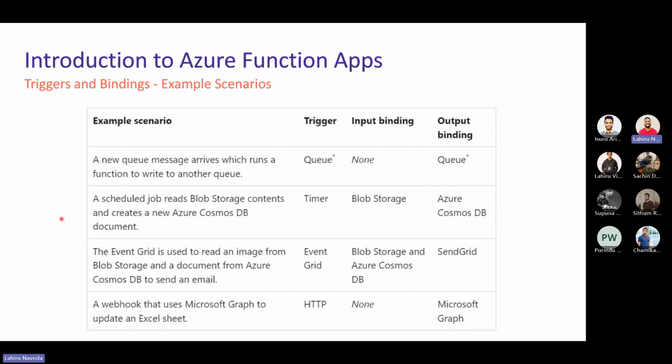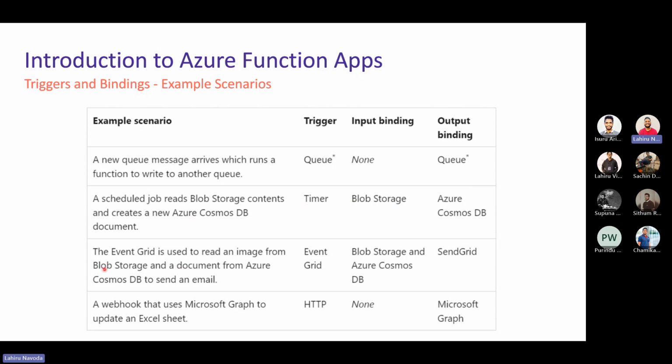And then the second scenario: a scheduled job reads blob storage content and creates a new Azure Cosmos DB document. Here the function is triggered by a scheduled job, which means the trigger is a timer. When this function is invoked, it reads data from blob storage, so the input binding would be blob storage. Then it processes the data and creates a new document in Cosmos DB, so the output binding would be Azure Cosmos DB.